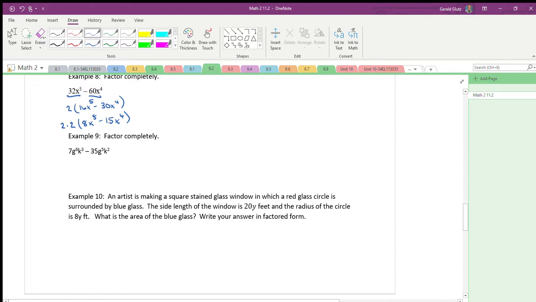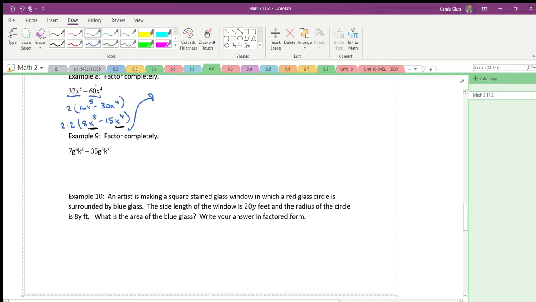So 8 and 15 are the numbers that are left. They do not have any common factors because 15 is 3 times 5, and 8 is 2 times 4. So no common factors. But we do have some variables in there that can be factored out.